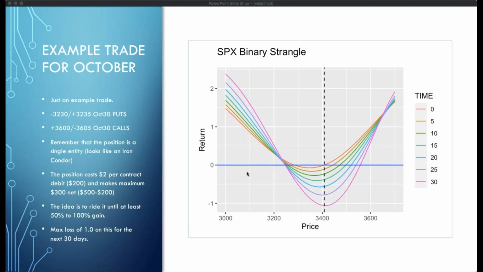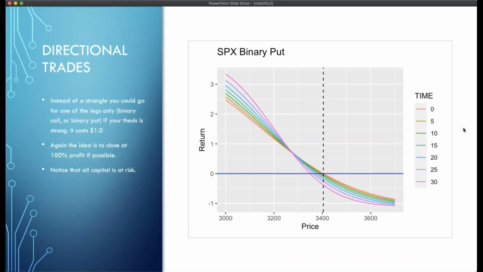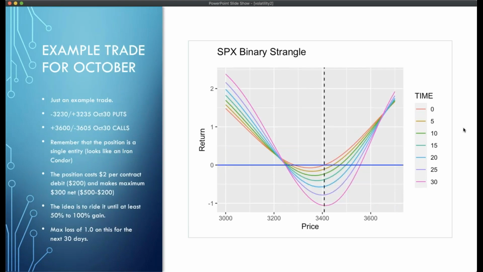Okay. So that's the example. Of course, you notice that this trade has a main defect. The main defect of this trade is that the break-even area is too wide. Notice how wide. Let's say for 30 days, the last day of the trade, the break-even area is just after 3,250 and after 3,550, which actually is not that bad.